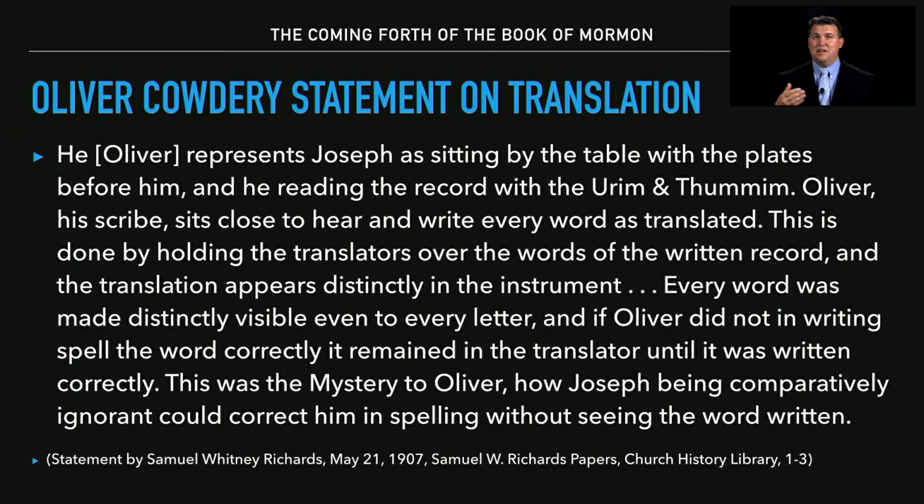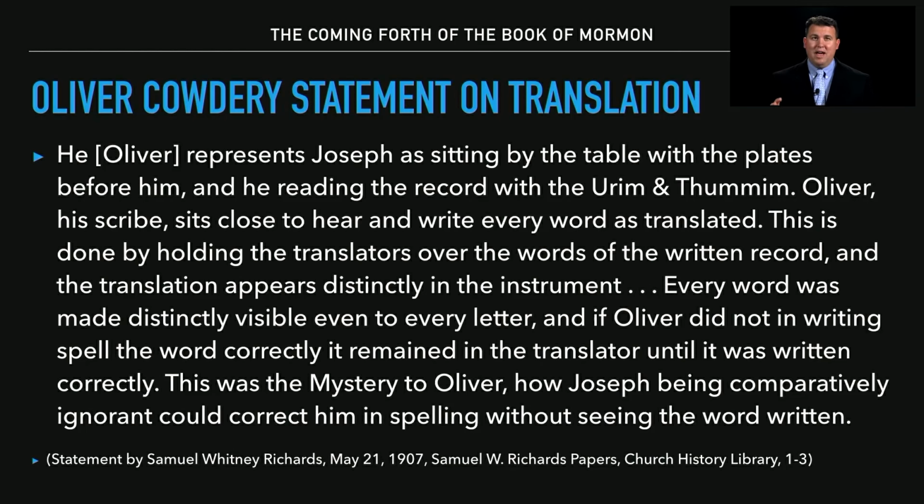This is done by holding the translators over the words of the written record, and the translation appears distinctly in the instrument. Every word was made distinctly visible to every letter, and if Oliver did not in writing spell the word correctly, it remained in the translator until it was written correctly. This was a mystery to Oliver, how Joseph, being comparatively ignorant, could correct him in spelling without seeing a word written.